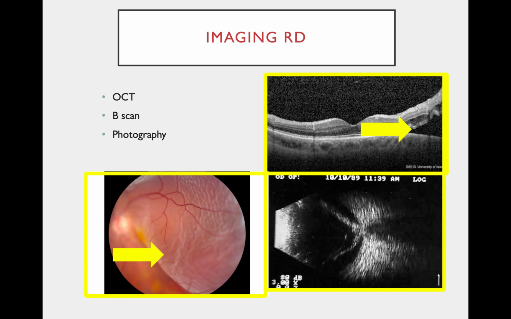Here you see the retina is detached completely. It's only attached there at the optic nerve. So this is a fairly significant detachment on the B-scan ultrasound, and that's what I'm talking about there.